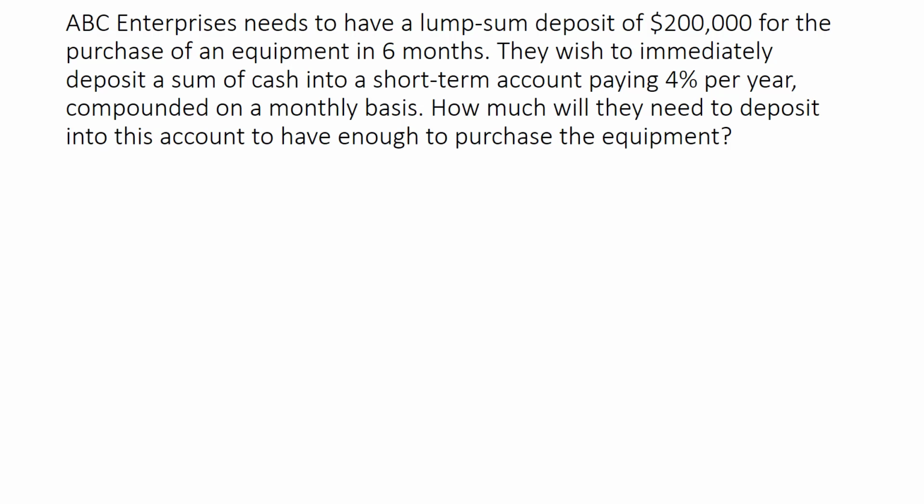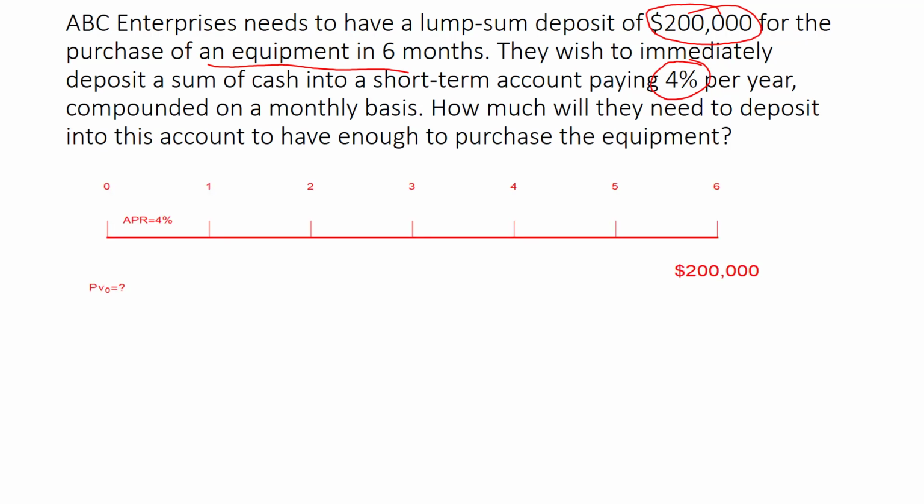In this problem, ABC Enterprise wants to purchase an equipment in 6 months and they need $200,000 as a down payment, and the current interest rate is 4%. How much should they deposit today so they will have $200,000 ready for the down payment in 6 months? That is the question. That information can be summarized in a timeline.